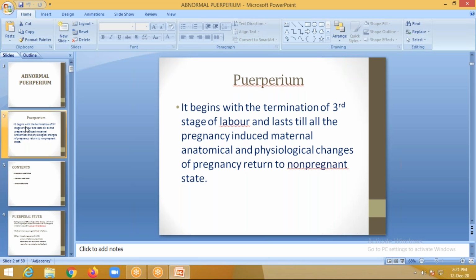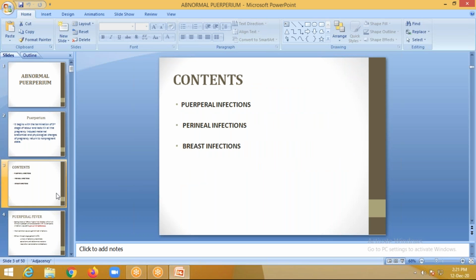In pregnancy, over 9 months, the mother will be gaining weight and there will be different changes in the CVS, respiratory system, and all the systems. All these changes gained in pregnancy will revert back to the pre-pregnant state in this period. So just like pregnancy, it is also a very important period, and there is a very high chance of infections and mortality of a mother in this period. So we should know what is abnormal in this period to treat as early as possible. Today we will discuss puerperal infections, perineal infections, and breast infections.